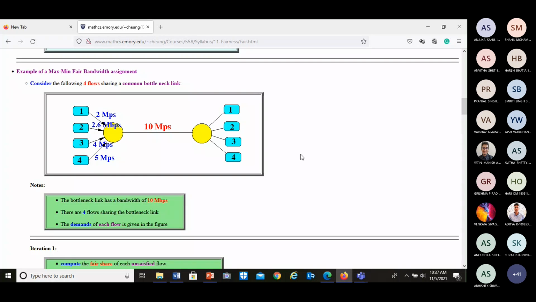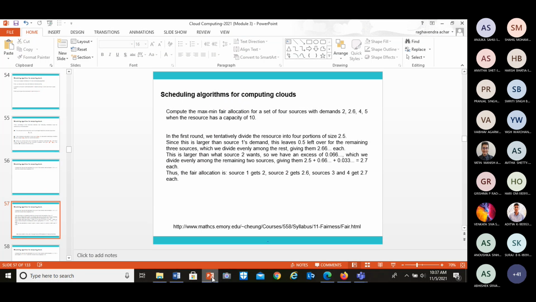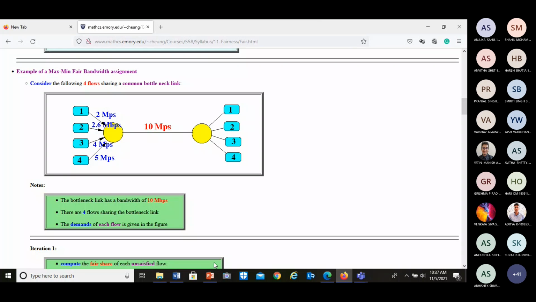It is the same example, maybe for better understanding. The available bandwidth is 10 Mbps. You can think of this as anything; here we are talking about bandwidth, or you can consider it a resource. Now what is requested? The first user requests 2, the second 2.6, then 4 and 5.